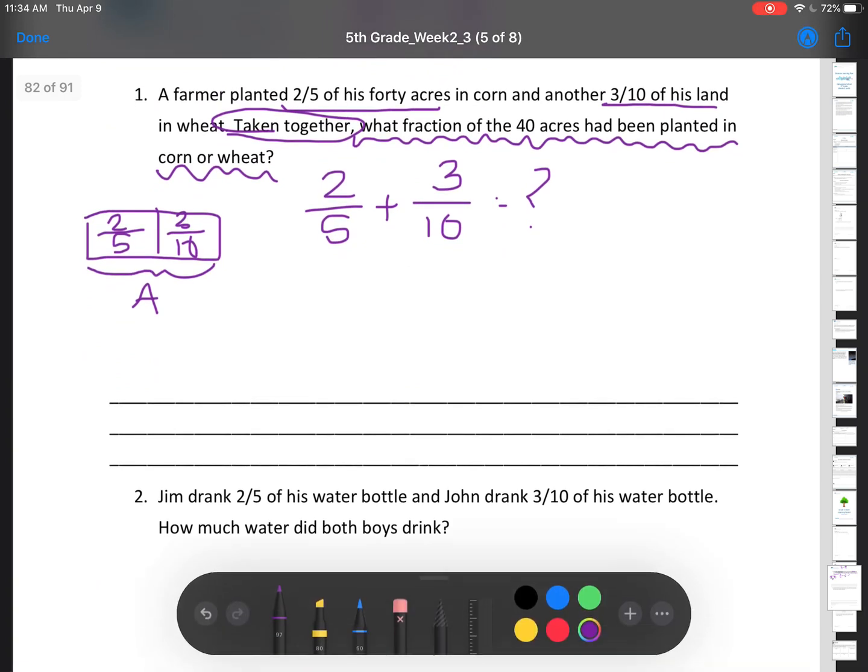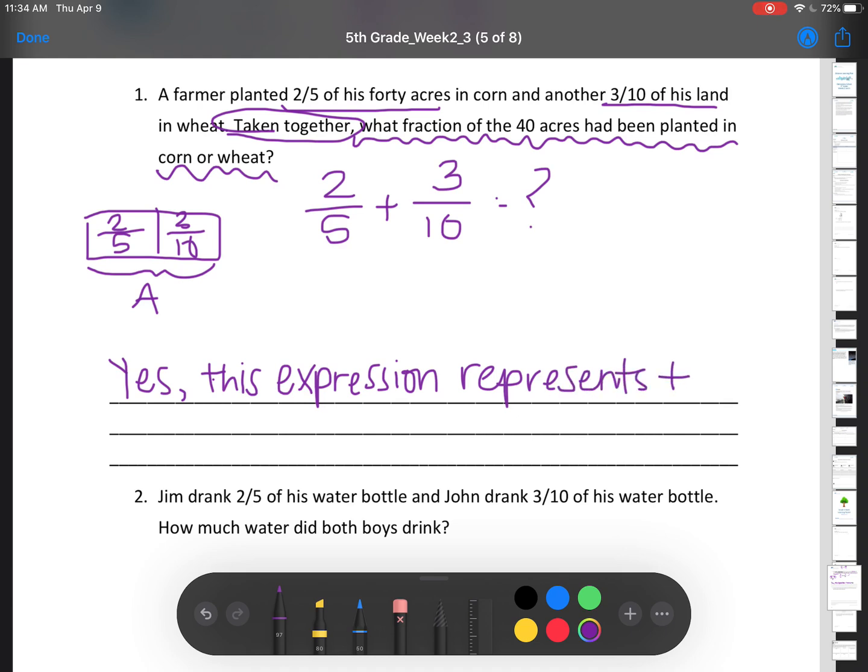For this response, it's not asking you to solve it. It's just asking you to say whether or not you would use this. So yes, this expression represents the problem.